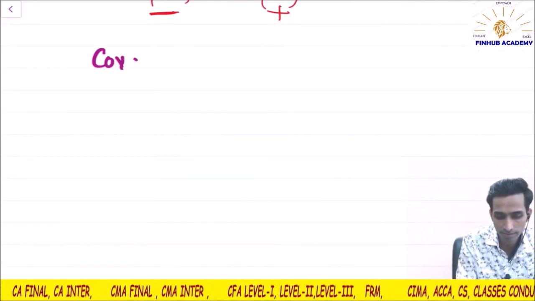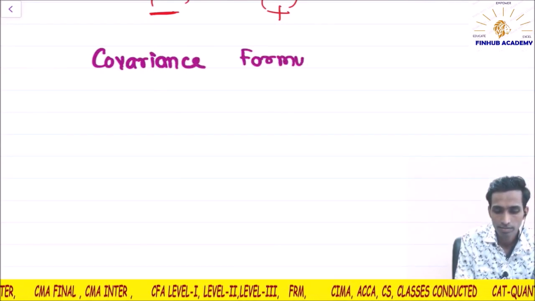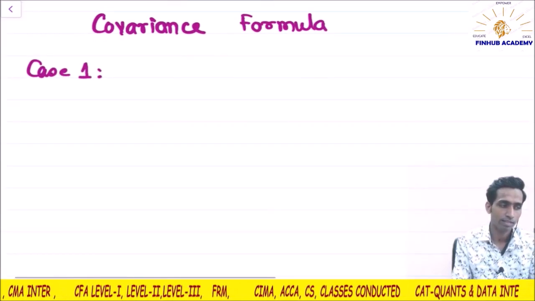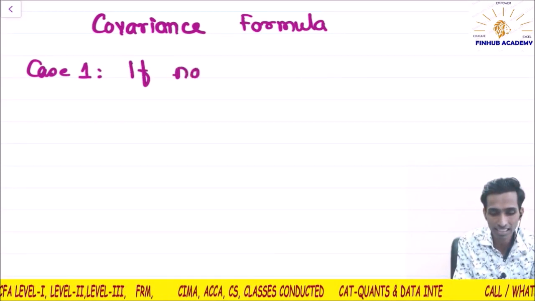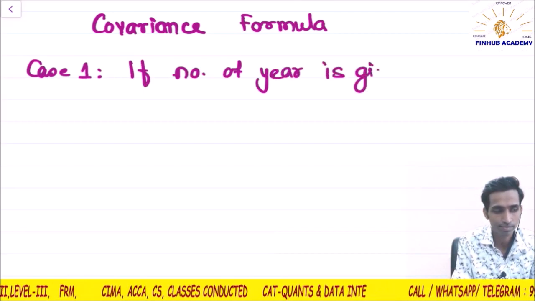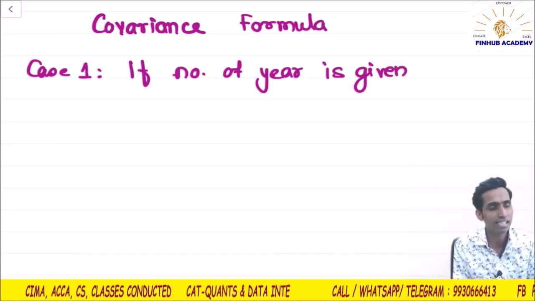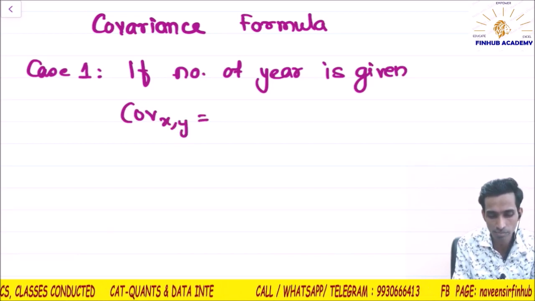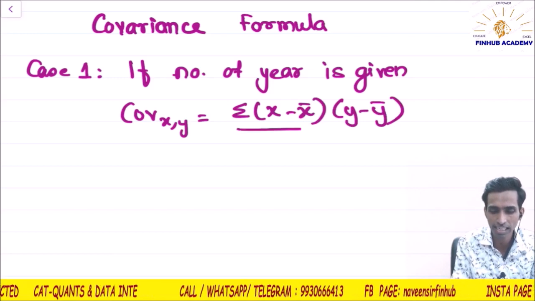Covariance formula. Case 1: if the number of years is given, meaning historical data, number of observations, that is given. Then in that case, covariance between x, y is equal to summation of (x minus x bar) into (y minus y bar) upon n.